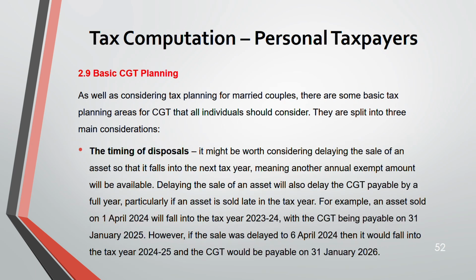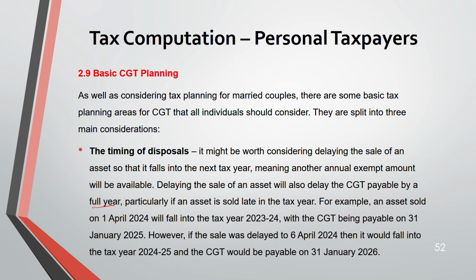Now, the third area, timing of disposal. Whether you are bringing forward the disposal or you are delaying it. And also delaying the sale will also delay the CGT payable by a full year. How full year? Because if it falls in the next tax year, remember CGT payable will be a year after that, a year after your tax year. So you can save on your cash flow. In terms of cash flow, it's good.